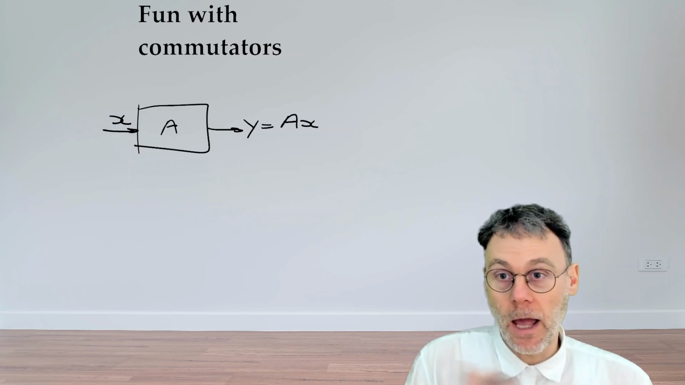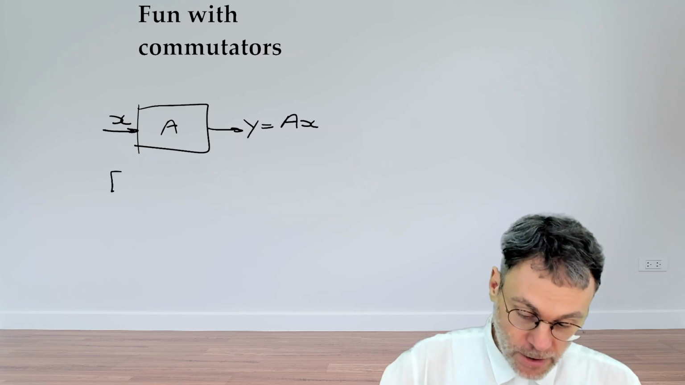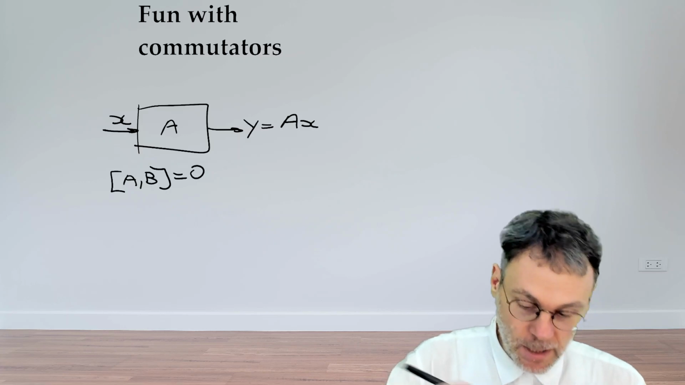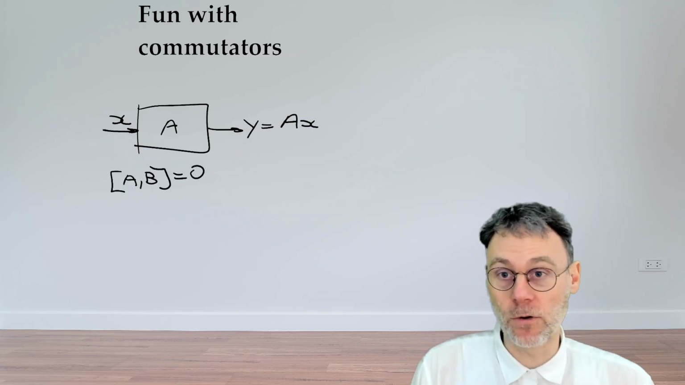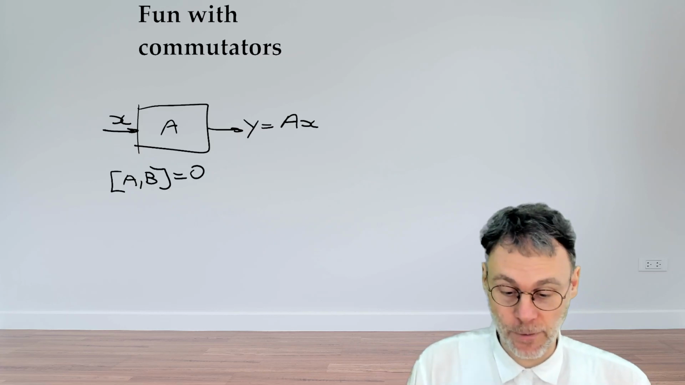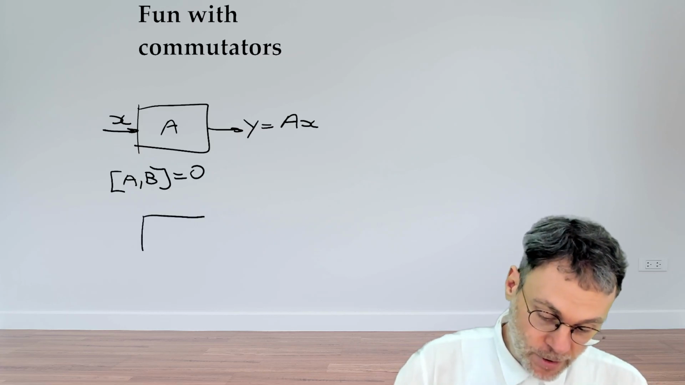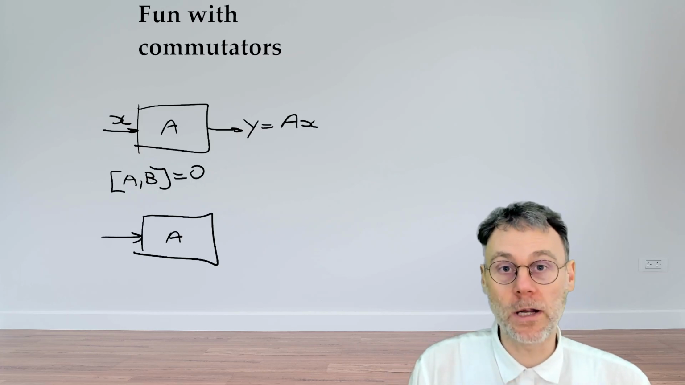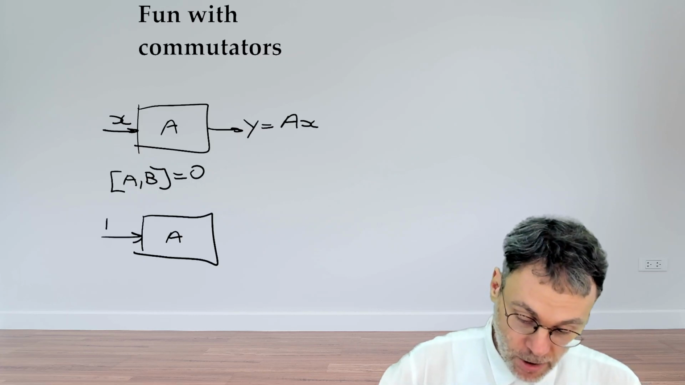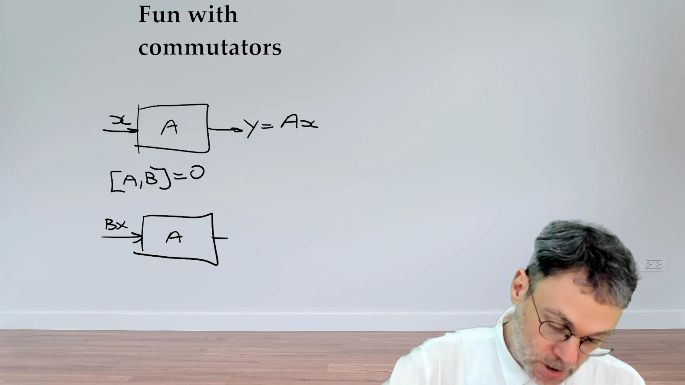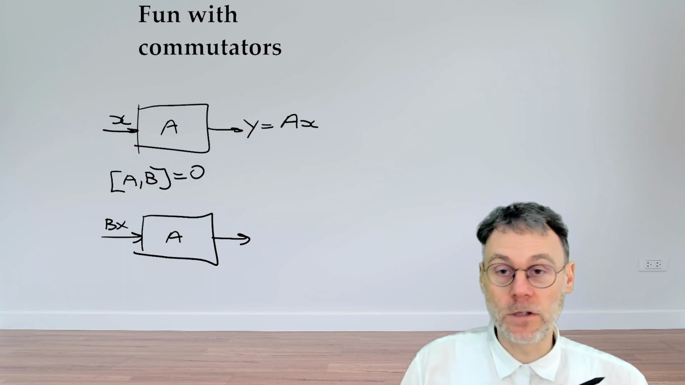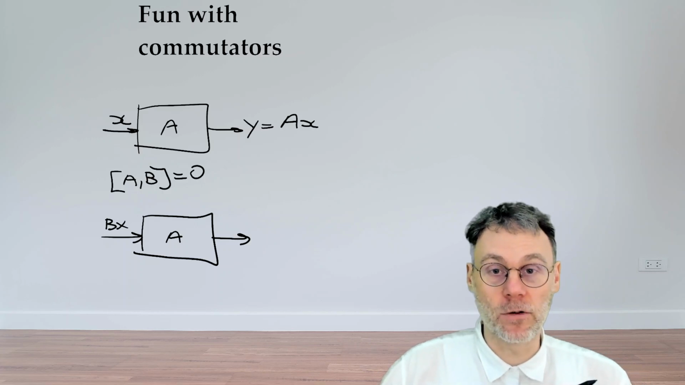Okay. And then let's introduce a second operator, B, and it turns out that B actually commutes with A. So the commutator [A,B] is equal to 0. And then I'm asking myself the question, what will happen if I have again my operator A, but rather than operating upon x, I'm now operating upon Bx. And the question is, what will be the output? So pause the video and see if you can figure out the answer to this one.